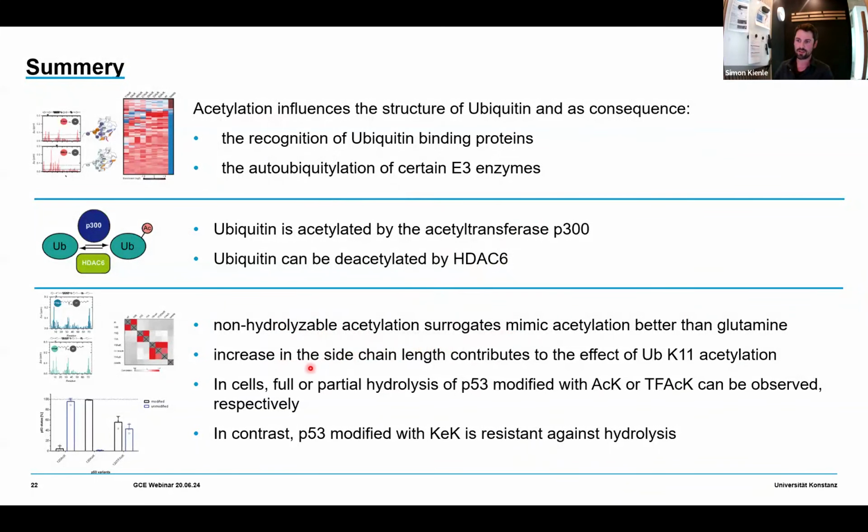Furthermore, I hope I could show you that the side chain length contributes to the effect of ubiquitin acetylated at position 11. And in cells, P53 modified with acetyllysine or trifluoroacetyllysine gets fully or partially unmodified, and in this scenario only the ketolysine is a proper mimic for acetylation and is fully resistant against hydrolysis.